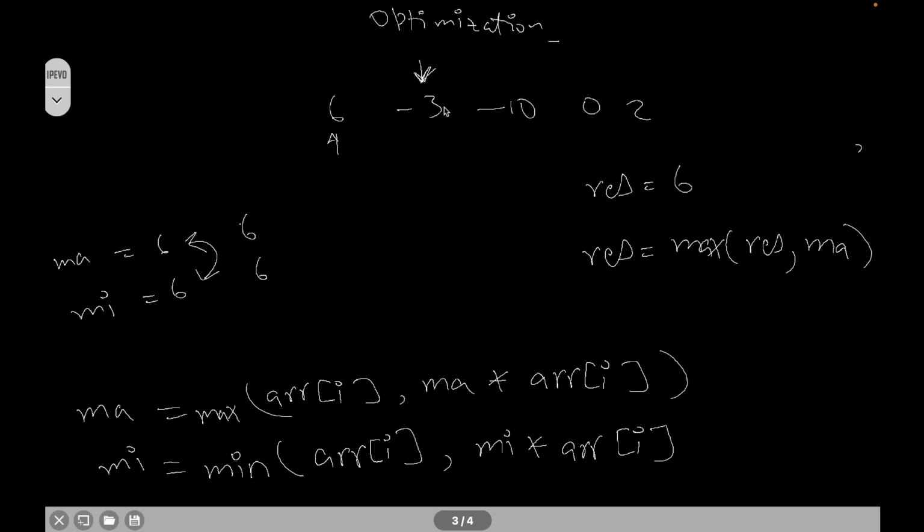So we swap this. Now what we'll do, we'll check with this equation. Currently our array of i is -3, so maximum of -3 comma 6 into array of i, which is -3, produces -18 and this is -3, so the maximum of both of that is -3. So ma will store -3, and minimum: this is also -3, and 6 into -3 will produce -18 as the minimum. So minimum of -3 and -18 is -18.